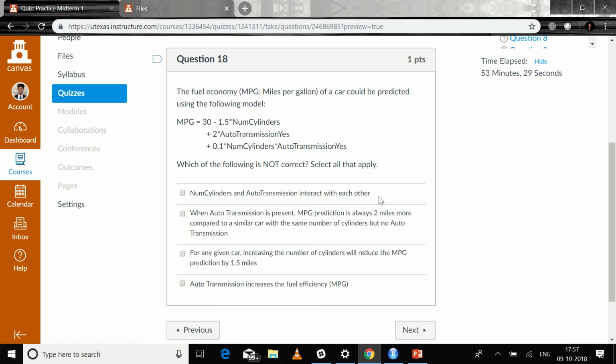Second, when auto transmission is present, MPG prediction is always 2 miles more compared to a similar car with the same number of cylinders but no auto transmission. Is that correct? Interaction variable, right? So I'm just assuming that this is all auto transmission is about. There is another interaction variable that you need to take into account. So it's not always just 2 times more MPG.